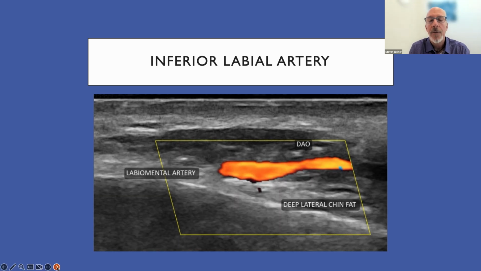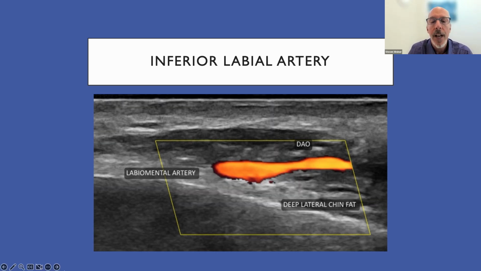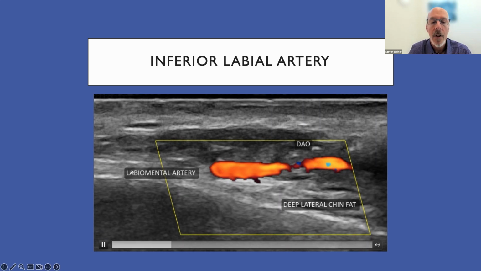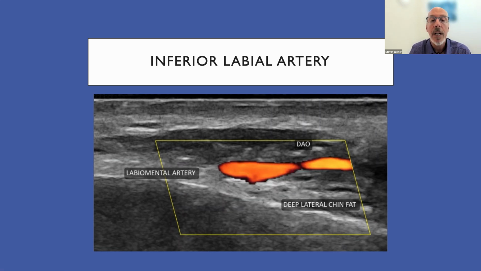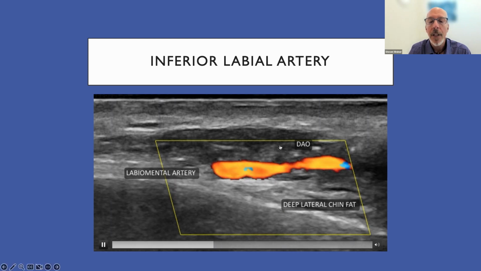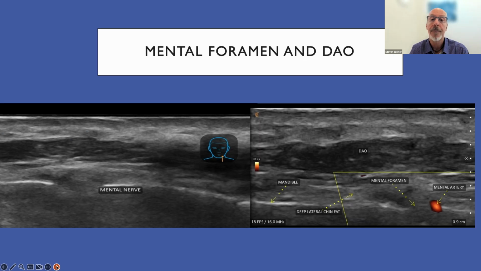So I just want to show you from my textbook. Here's a really good example of the DAO and inferior labial artery, sometimes also called the labial mental artery in this particular area. There's going to be a fat pad below the DAO, which is called the deep lateral chin fat.